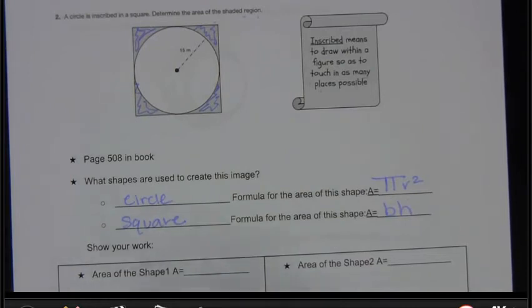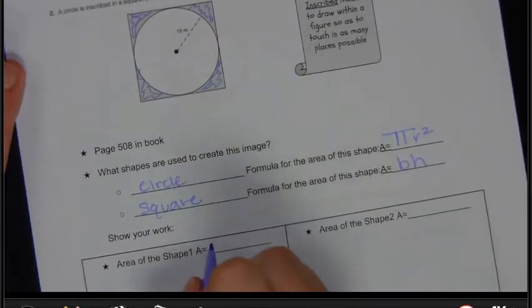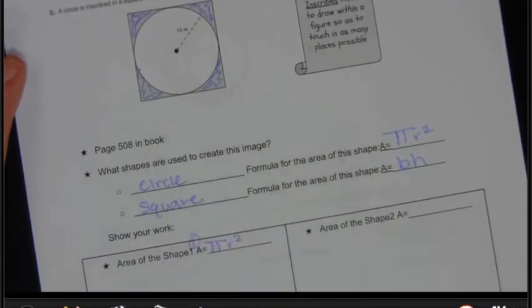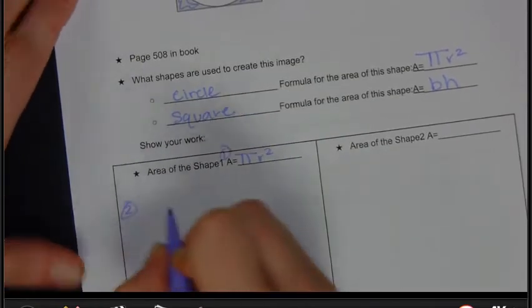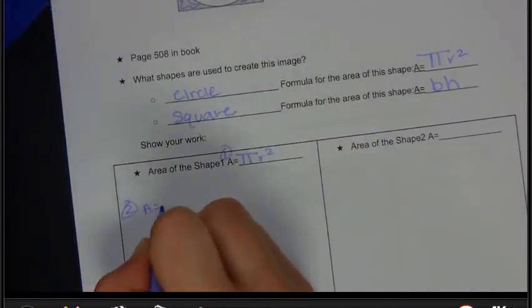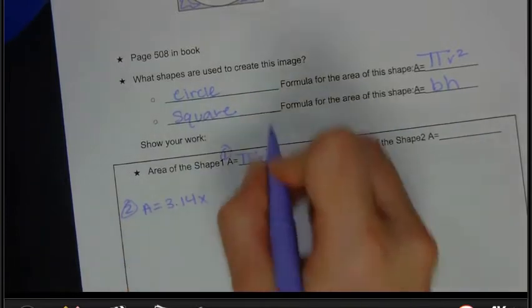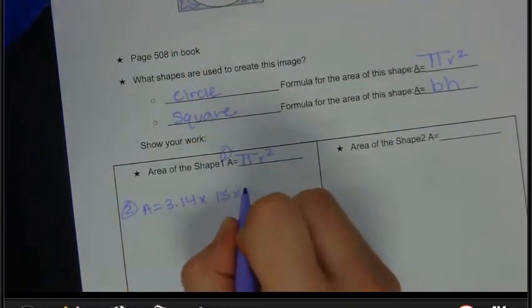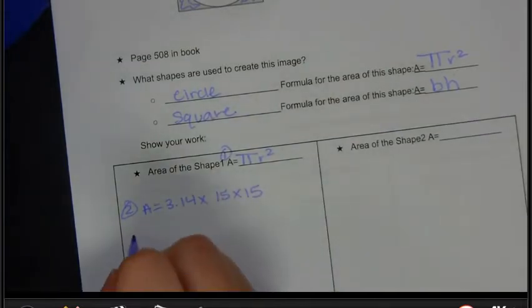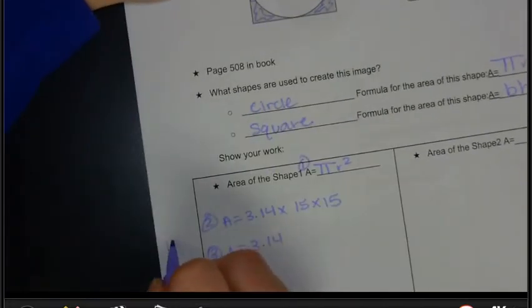So the first thing I have is my circle. Let's rewrite our formula: pi r squared. That's my first step. My second step is to fill in as much information as I know. So area is equal to 3.14 times my radius, which is 15 times 15. And then the third step is to solve. I'm going to do this off to the side: 15 times 15 is 225.